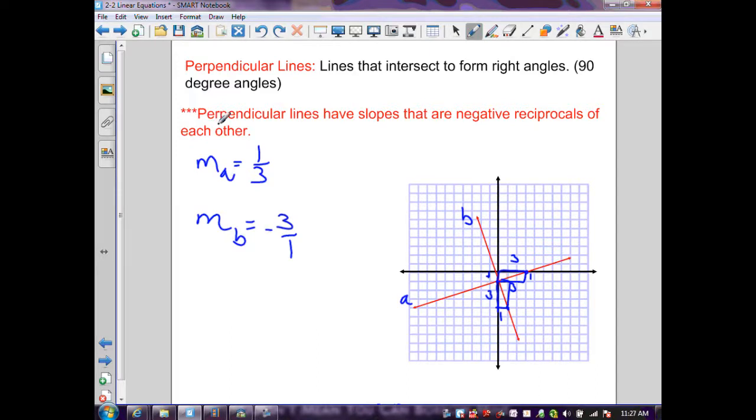And by definition, my perpendicular lines have slopes that are negative reciprocals. Here I have 1/3. The reciprocal is 3 over 1. This one's positive. This one's negative. Therefore, that fits my definition. And I know that line A and B are perpendicular. This is my symbol for perpendicularity. So line A is perpendicular to line B. Therefore, I know that these lines must intersect to form right angles.